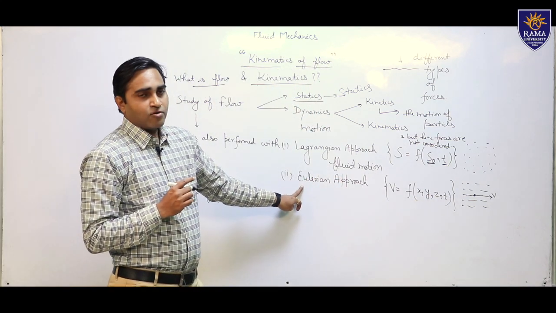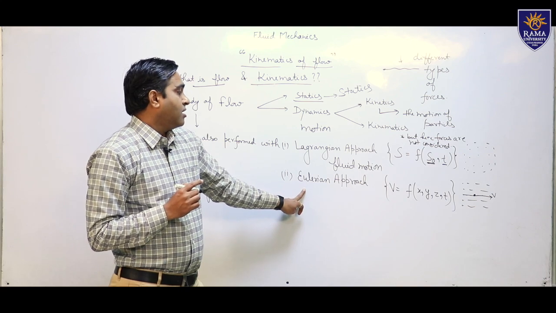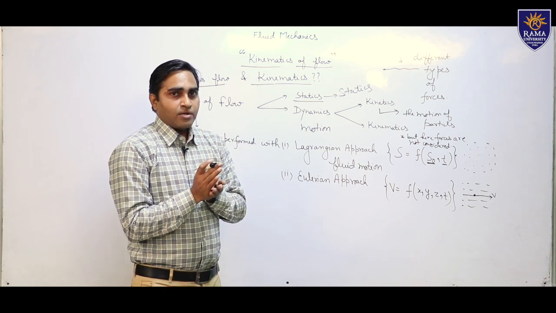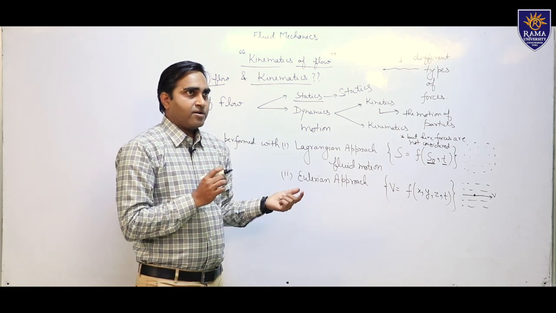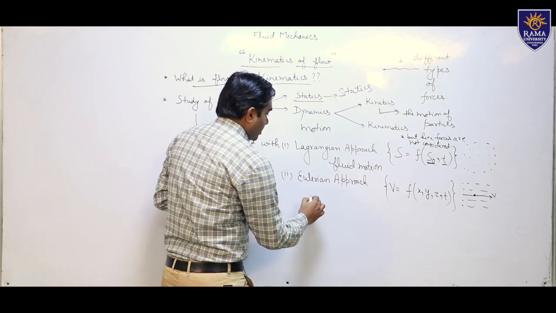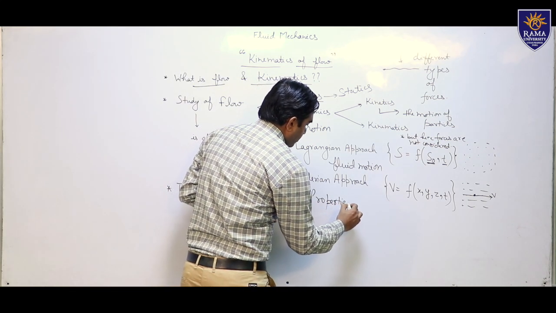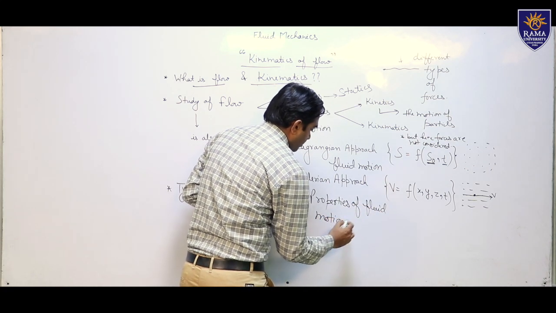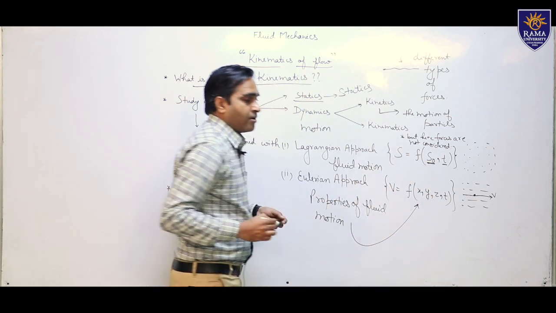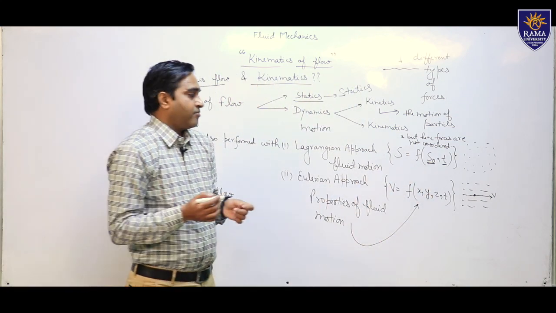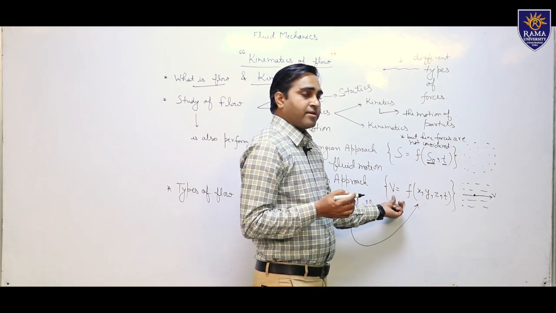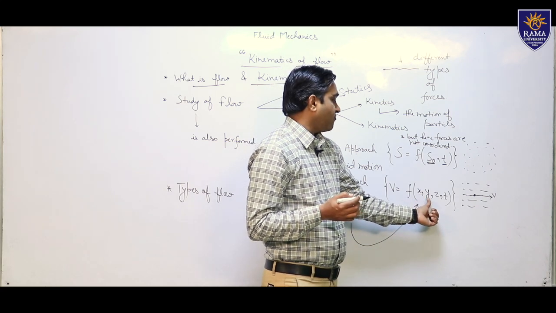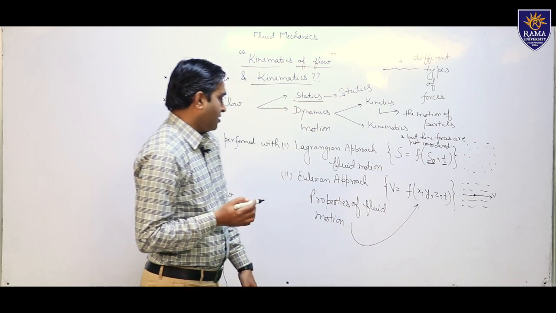And now we are going through the Eulerian approach. In the Eulerian approach, the study of fluid motion is considered over all particles, where we can also say that the properties of fluid motion can be a function of space coordinates and time. For example, I can write the velocity of a fluid particle is a function of space coordinates, that means x, y, z, and time, that is t.